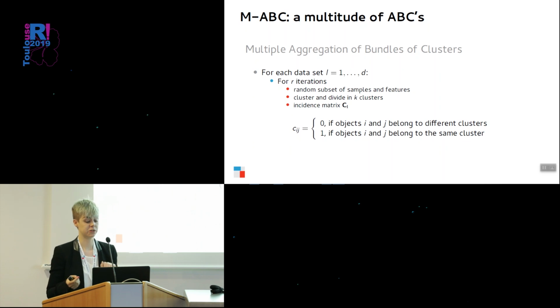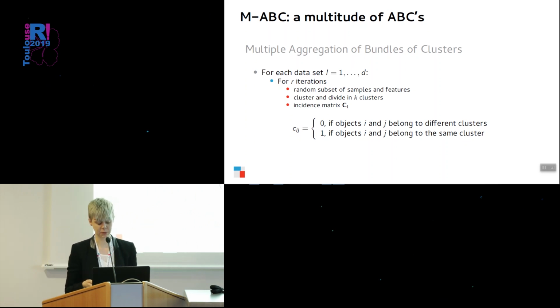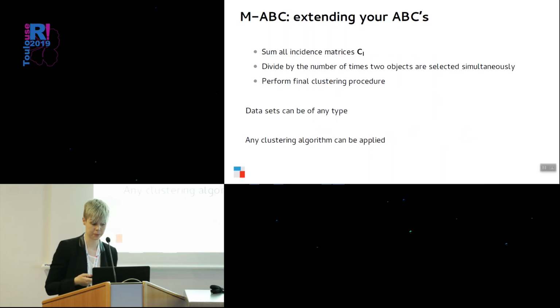And it will be 1 if objects i and j belong to different clusters, and 0 if they are similar. So for every data set we end up with R times L incidence matrices, and what we will do now is just sum them.